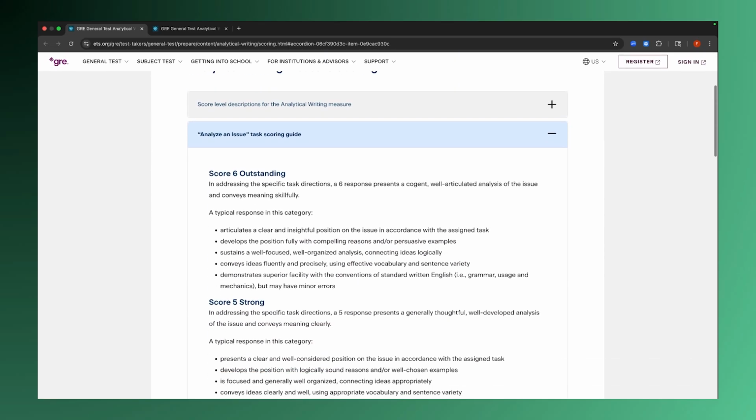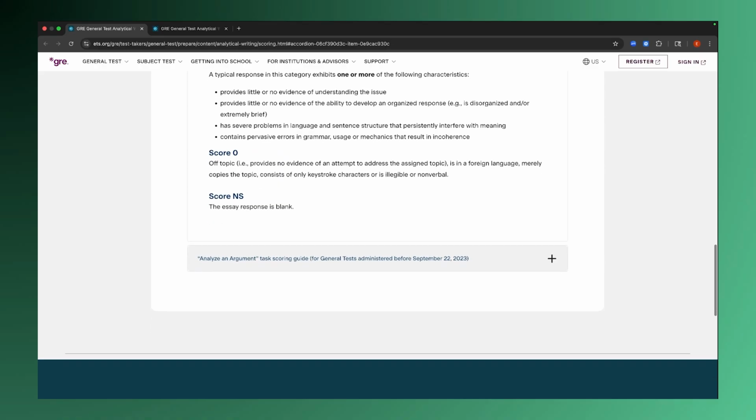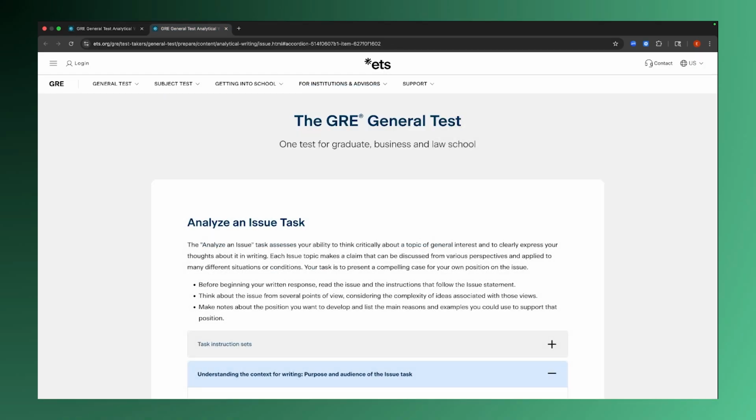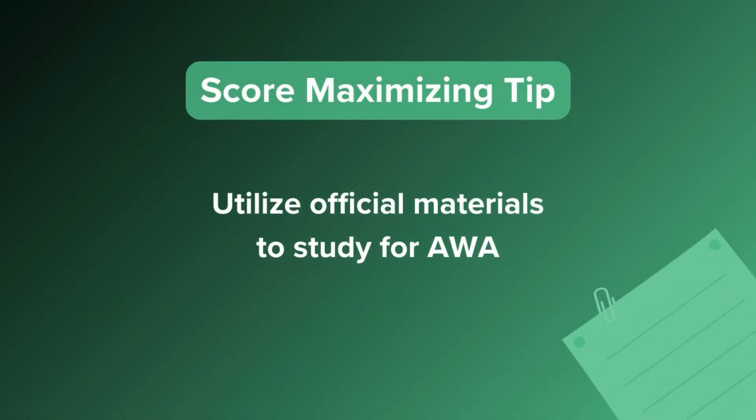Now, reviewing the specific criteria on which the various raters score essays is a little beyond the scope of this video, but the ETS website has a really useful scoring guide as well as sample essay responses at each score level along with rater commentary. These materials are golden, and in-depth review of them is my number one study tip for analytical writing.